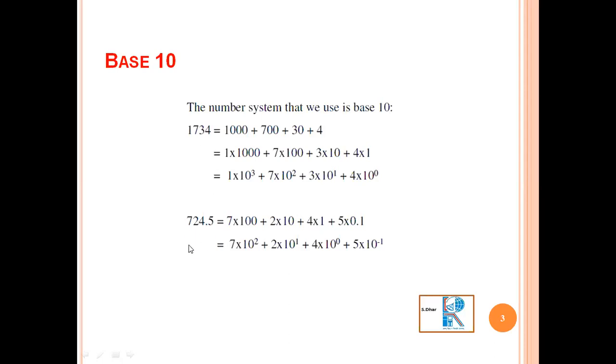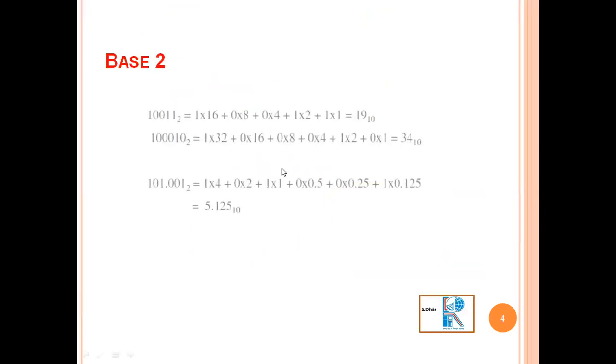1734, this number. Okay, suppose there is another number with a decimal point, that means 724.5. The same thing, how to represent it in decimal? That means after the point, 5 into 10 to the power minus 1, and all the numbers: 4 into 10 to the power 0 plus 2 into 10 to the power 1 and 7 into 10 to the power 2. That means from least significant digit to most significant digit. Clear?